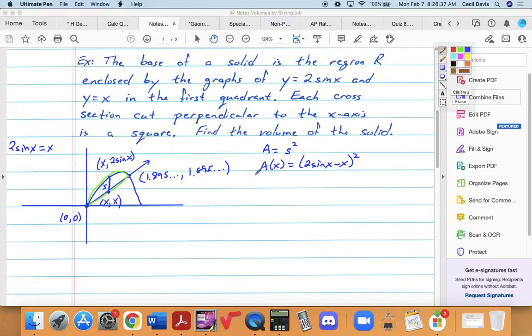So then the volume will be the integral from where they first met, which was at 0, to 1.895, yada, yada, yada. And your integrand will be 2 sine of x minus x quantity squared, all dx. Again, you can do all that on your calculator.